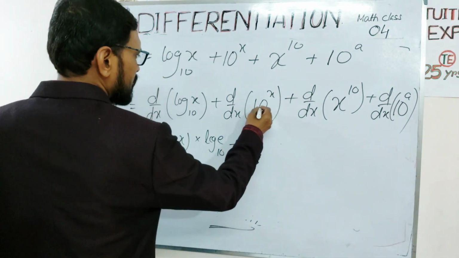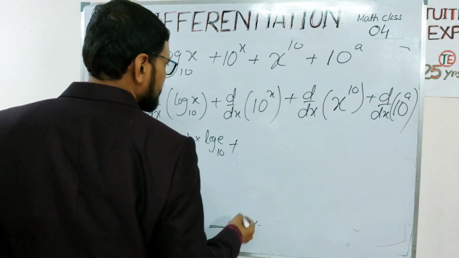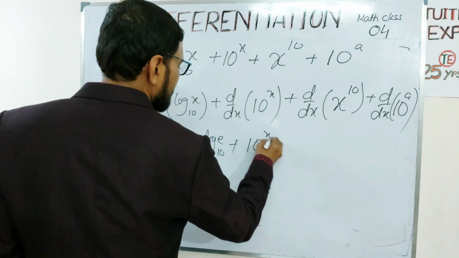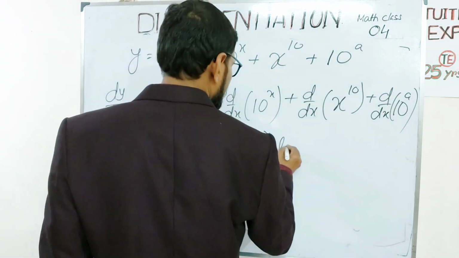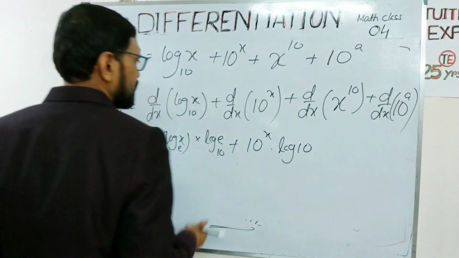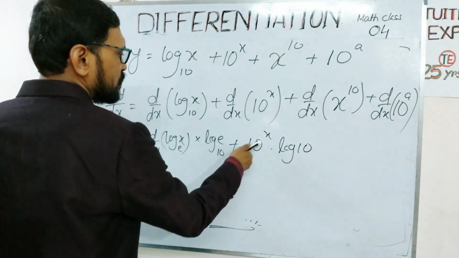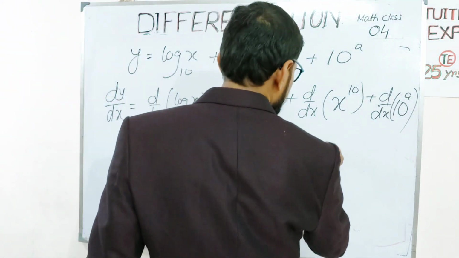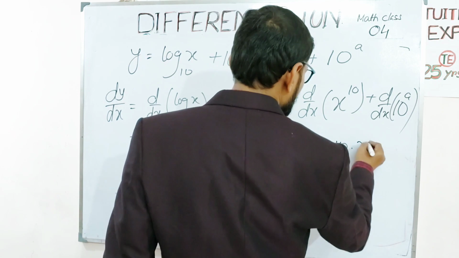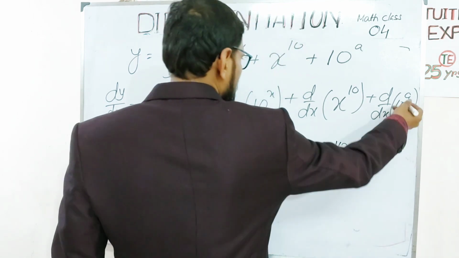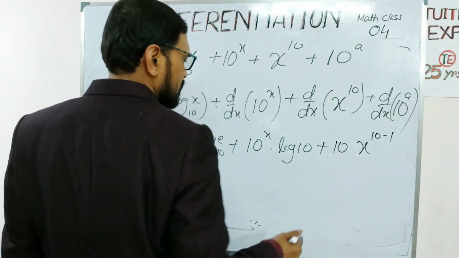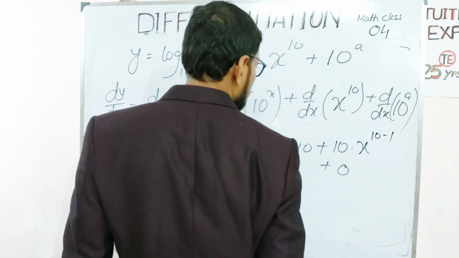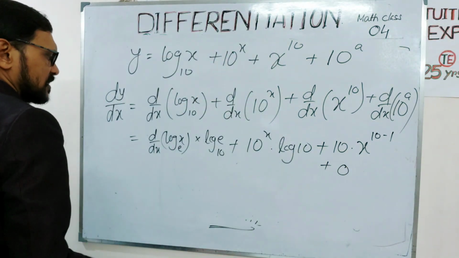Now the formula for a to the power x: the derivative of a to the power x is a to the power x into log a. Plus x to the power n, whose derivative is n into x to the power n minus 1, and this last one is a constant term. The derivative of a constant term is 0. Now this is the result.